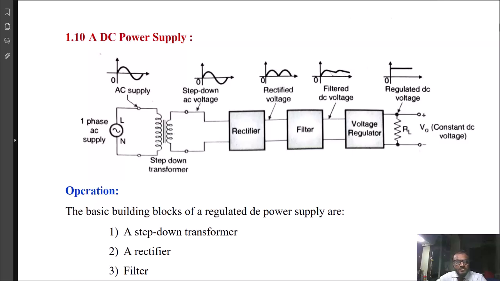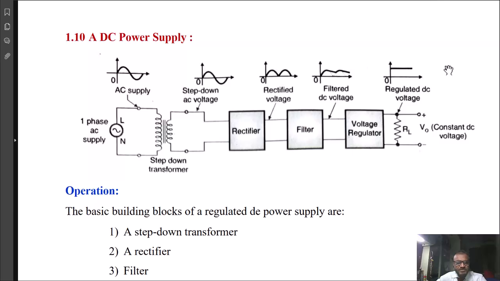Therefore, we cannot directly rectify the mains supply signal and convert it to DC and then connect it to electronic equipment. What we have to do is first get the required lower voltage from the mains. That can be done by using the transformer. And therefore, the first block of a regulated AC to DC power supply is the transformer. Normally, this transformer is a step down transformer.